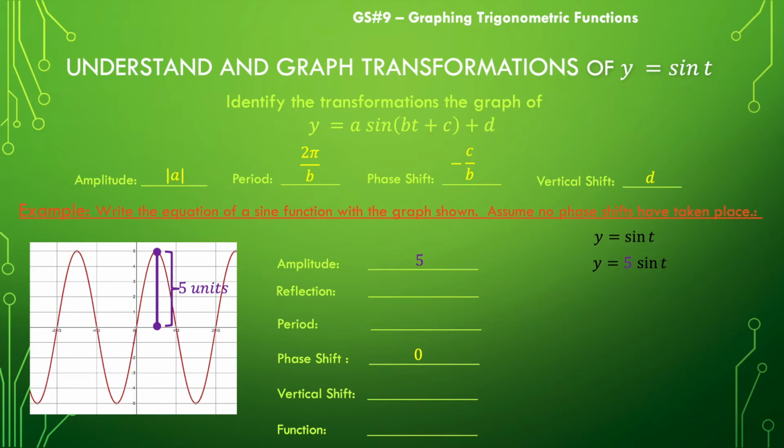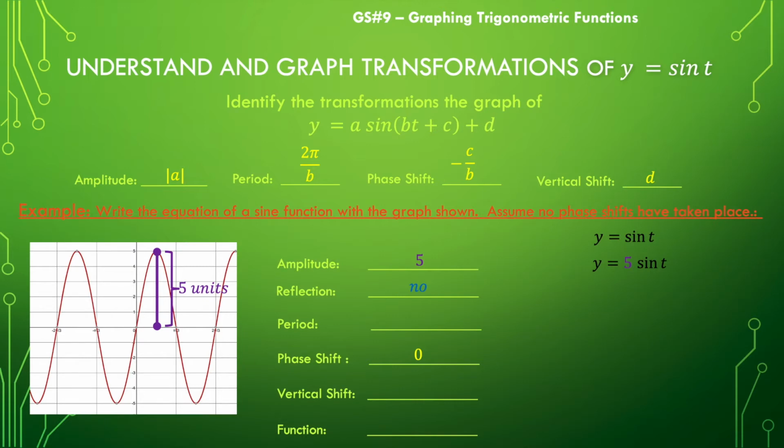Now we want to know, does this sine function have a reflection or not? Since we know that there has been no phase shift, and we know that our parent function goes through the origin and has a peak and then a valley, then we are going to say that there is no reflection, because if there was, it would have a valley first and then a peak. So no reflection.